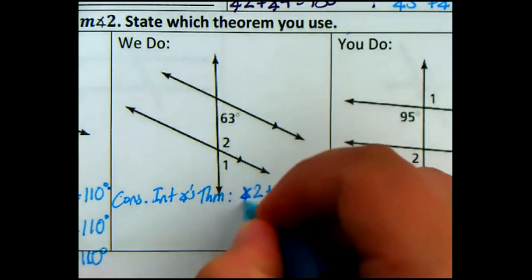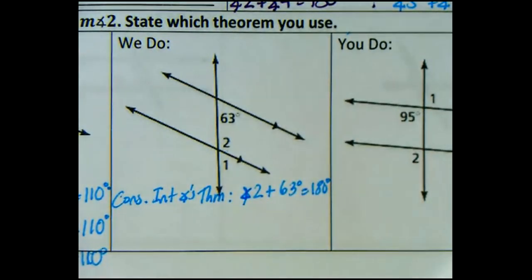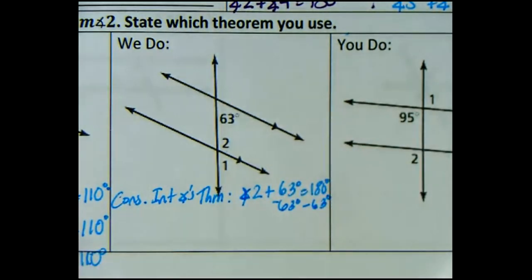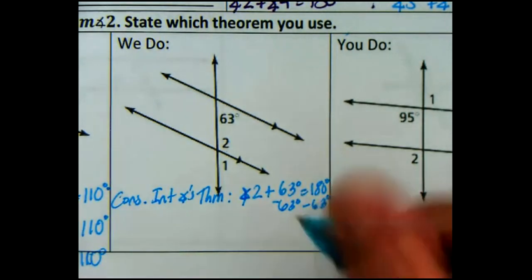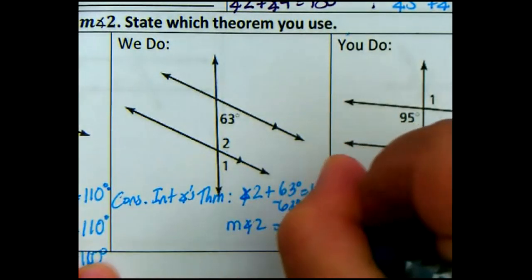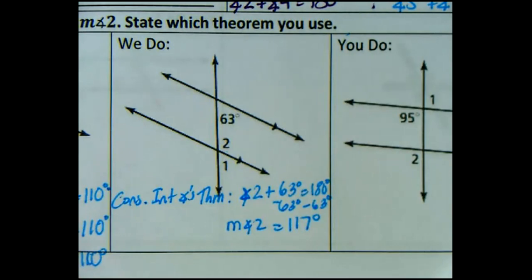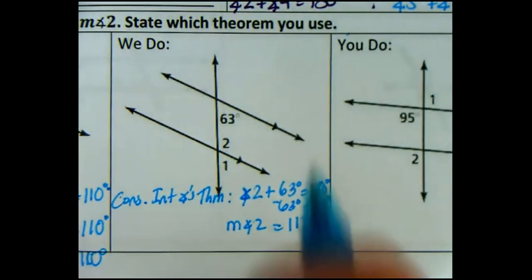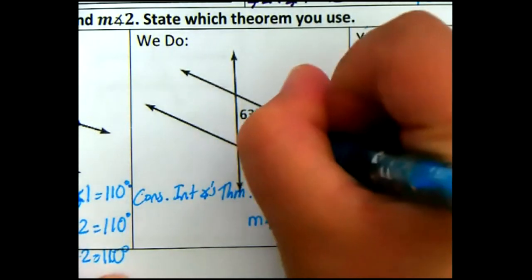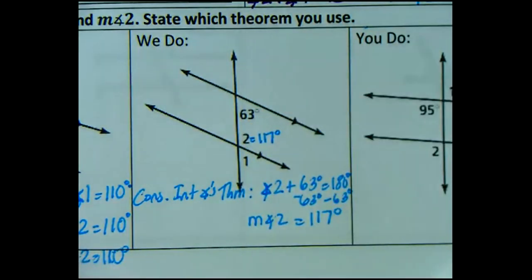I use some algebra here to solve, and I just do 180 and subtract the 63 degrees over, right? And 180 minus 63 is 117. So that means the measure of angle 2 is equal to 117 degrees. That's our consecutive interior angles theorem. So this angle here is 117 degrees.